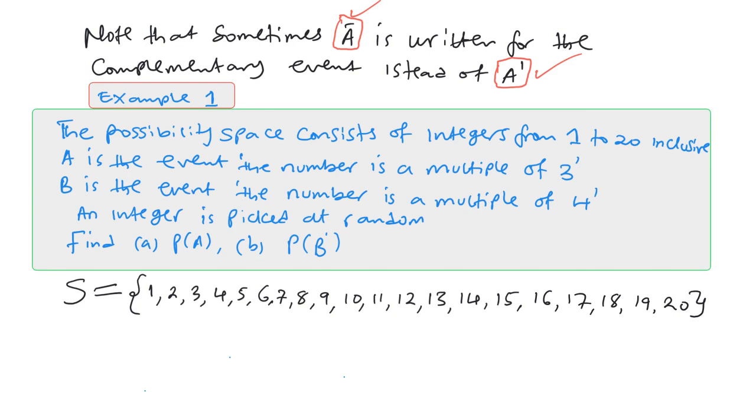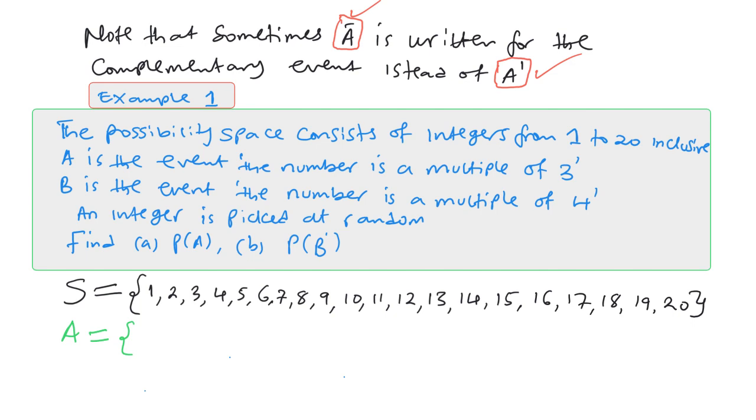So they are defining two events here. There is an event A. Remember, an event is a subset of the sample space. So here, looking at these numbers, they are defining A to be an event where the number is a multiple of 3. So let's look at the multiples of 3. How do we get multiples of 3?